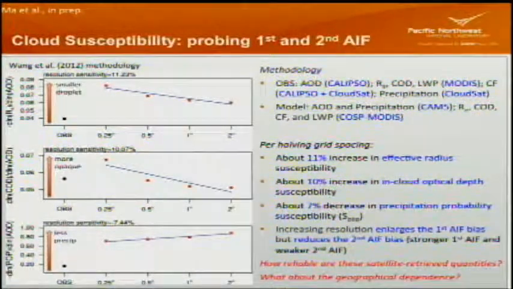And how reliable these satellite retrieved quantities are is a big question. And many people will argue that the effective radius retrieved from satellites is probably not very reliable, and the precipitation flag is probably much more reliable. But I'm not the expert of this, so I'm just repeating what other people told me.